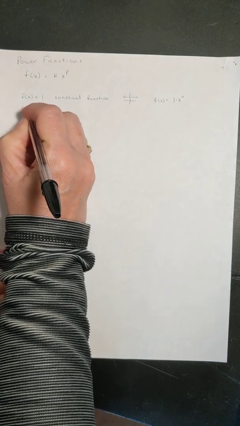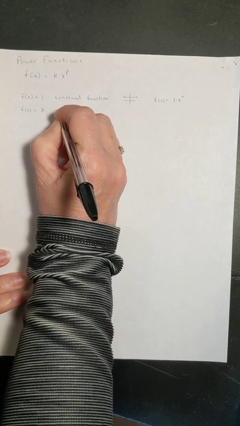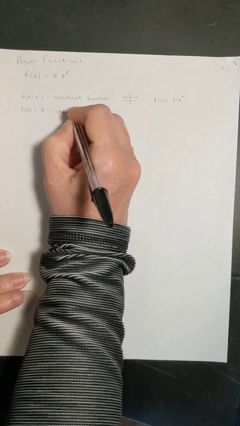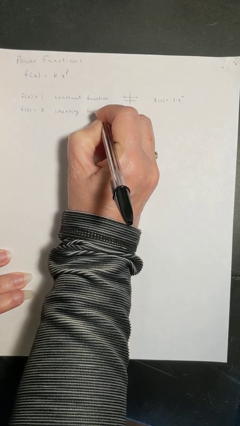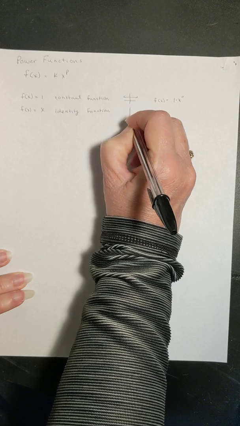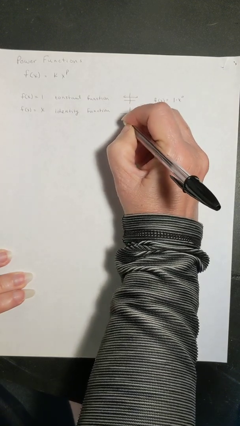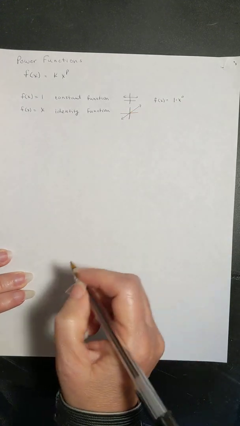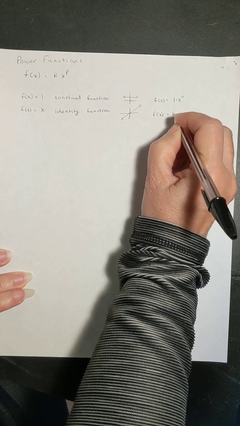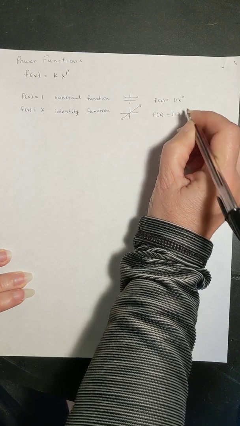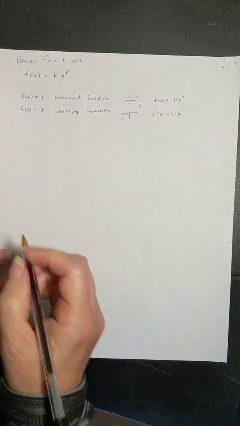Then we have f of x is equal to x. And we talked about this. This is the identity function. And if you recall, it looks like a line that goes through the origin at a 45-degree angle. And it's a power function because it can be written of the form f of x is equal to 1 times x to the first. So the coefficient is 1 and the exponent is 1.